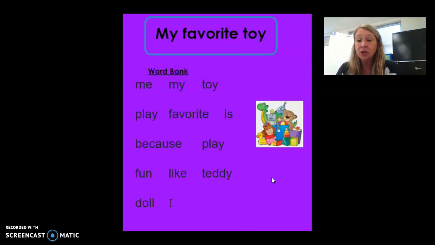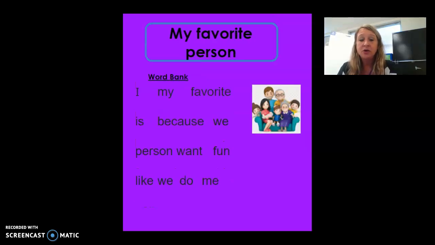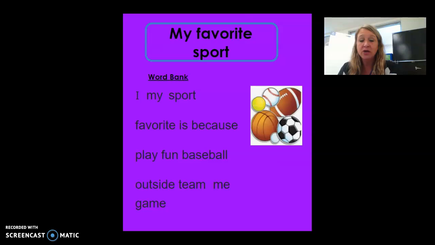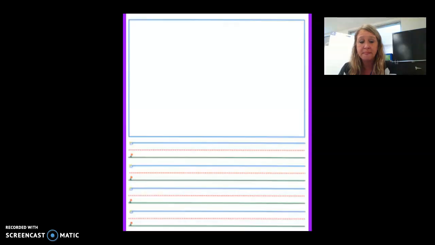Here are some words that you can use to help you. This is about your favorite toy. If you wrote about your favorite toy, here are some words that you can use to help you write your sentences. If you're writing about your favorite person, here are some words to help you write your sentences. If you're writing about your favorite sport, here are some words to help you write about your sentences.